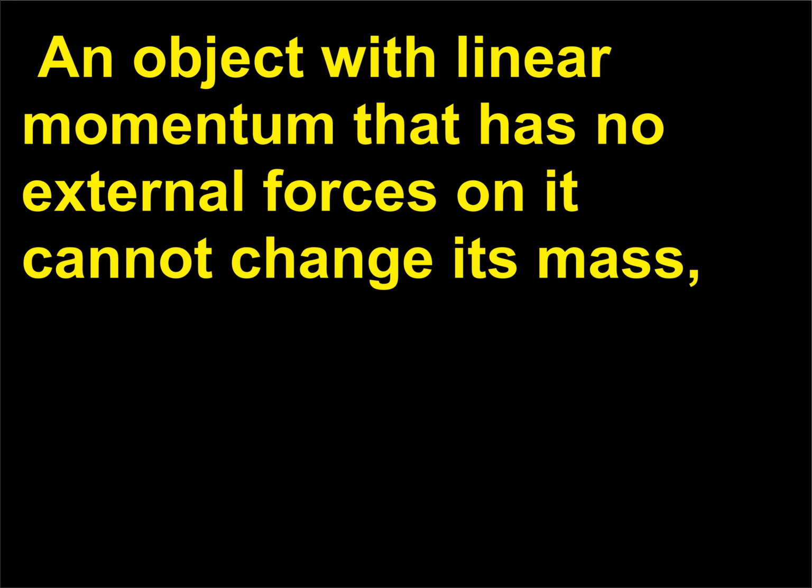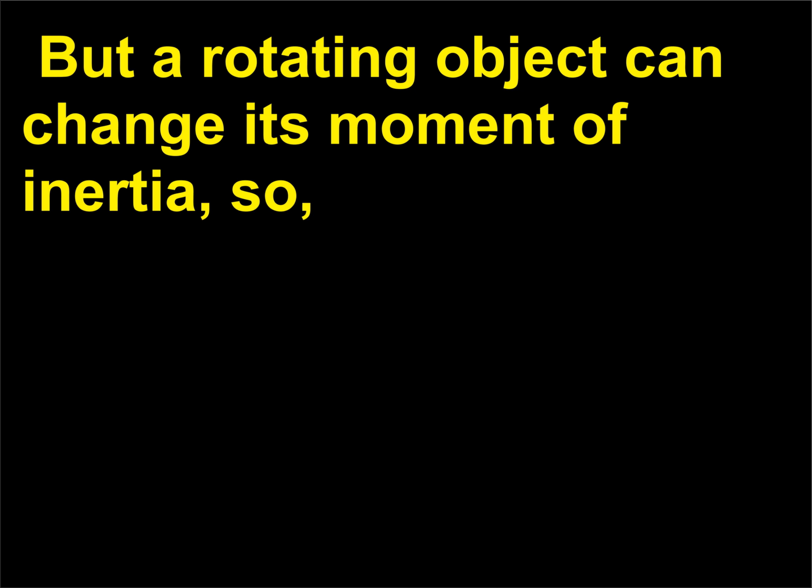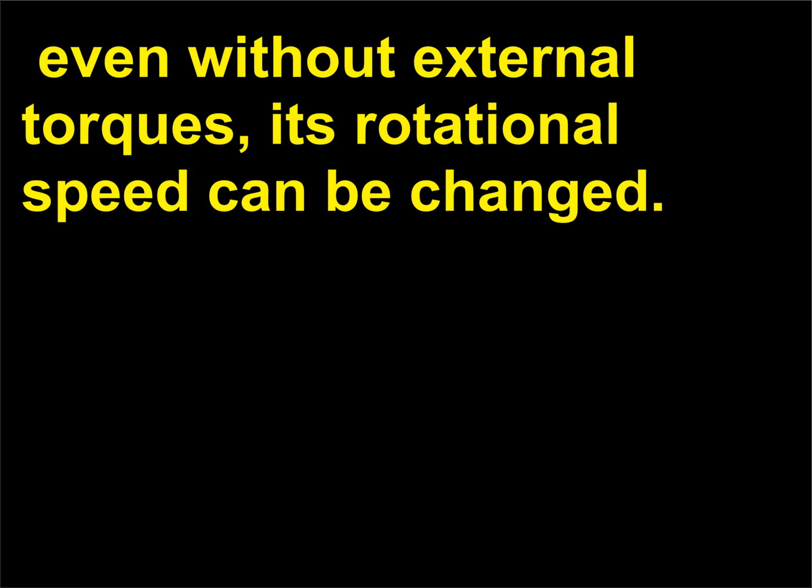An object with linear momentum that has no external forces on it cannot change its mass, so its velocity is constant. But a rotating object can change its moment of inertia, so even without external torques, its rotational speed can be changed.